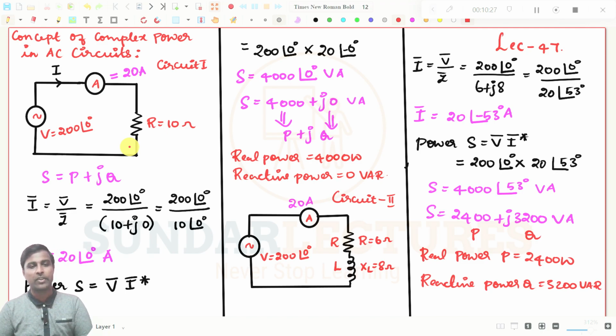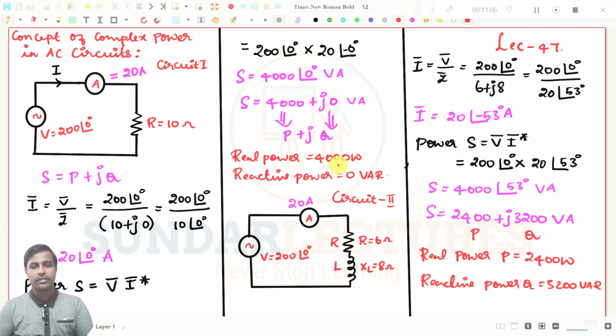Why is this coming? This circuit utilizes 100%, but this circuit does not utilize 100%. The real power utilized is only 2400 watts out of 4000 volt amperes. Here the 4000 volt amperes is utilized totally as real power, and this is why the power factor comes into the picture if you are going for industrial loads. Power factor plays a major role in industrial applications.